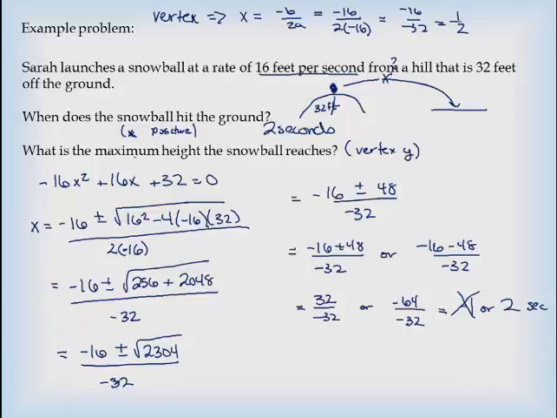Now to find the y value, I plug in 1/2. Giving me negative 16 times 1/4. So if I take negative 16 and I divide by 4, I'm going to get negative 4 plus 8 plus 32. 8 came from the 16 times 1/2. So I have 32 plus 8 minus 4, which gives me 36 feet. So the maximum height is 36 feet. And that is how we'd solve that snowball problem.